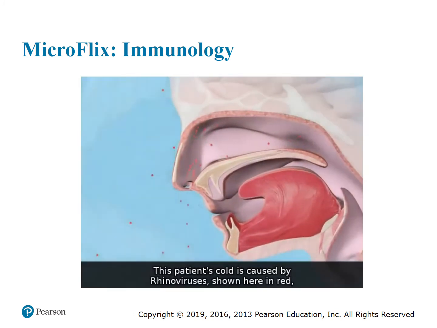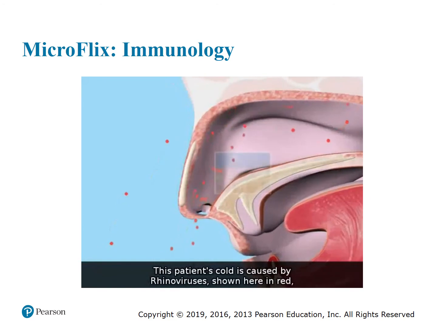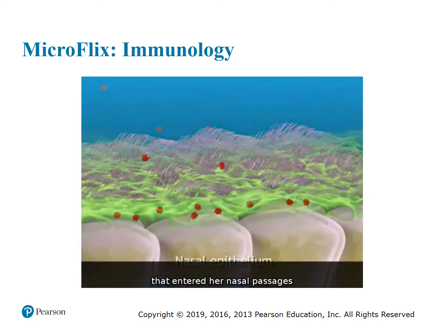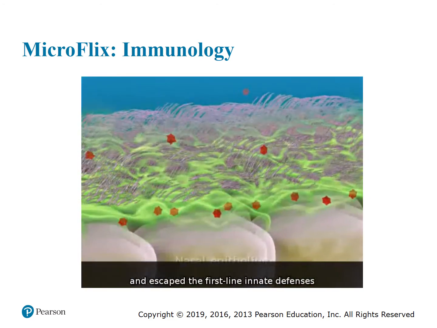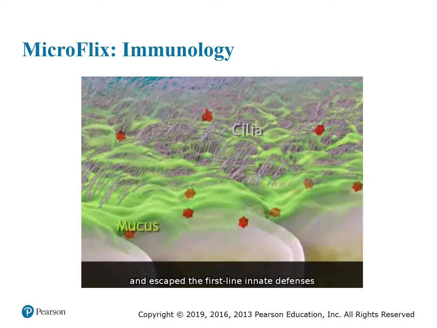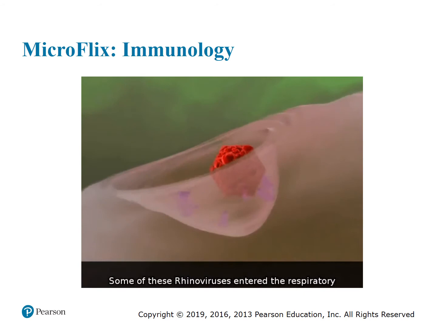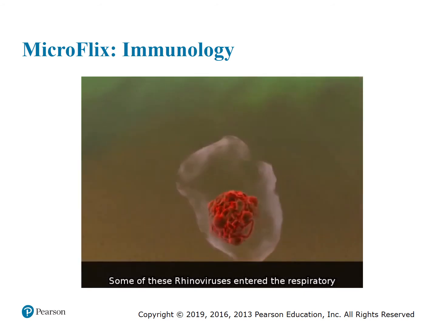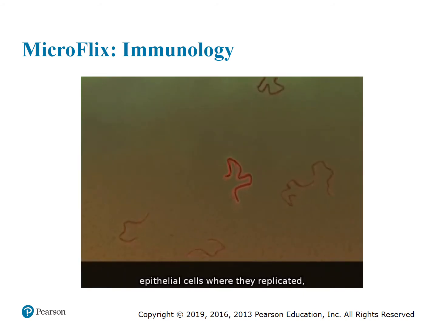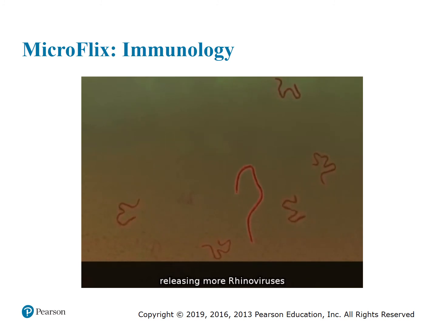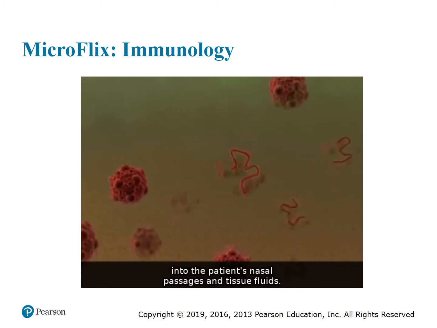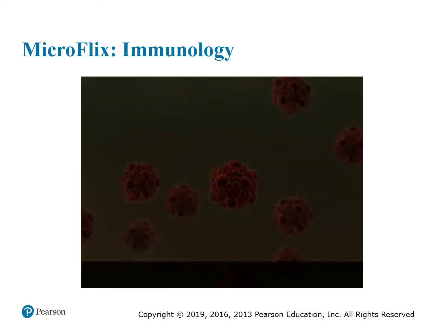This patient's cold is caused by rhinoviruses, shown here in red, that entered her nasal passages and escaped the first-line innate defenses such as mucus and cilia. Some of these rhinoviruses entered the respiratory epithelial cells where they replicated, releasing more rhinoviruses into the patient's nasal passages and tissue fluids.